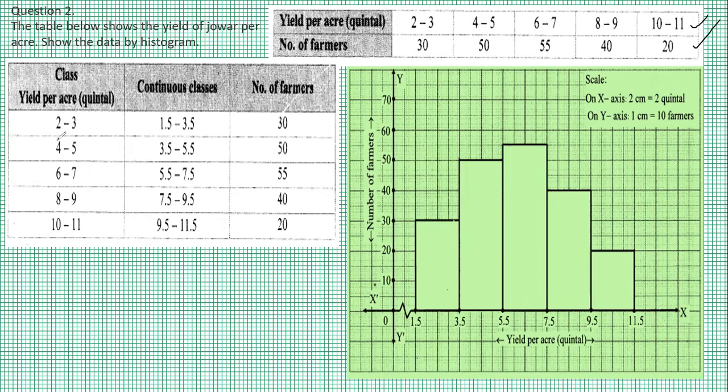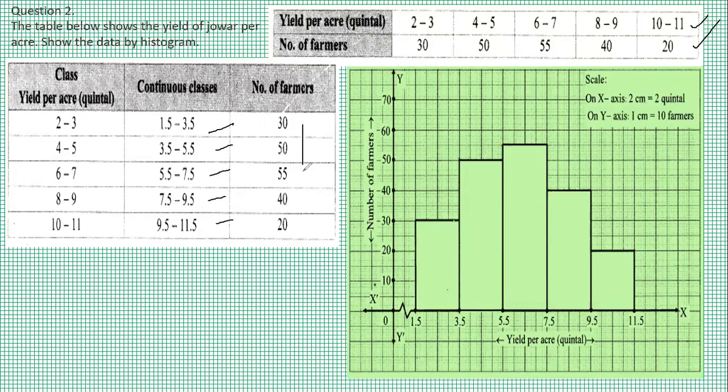So first we look at the classes. Is it given in continuous form? No. So you have to change it into continuous form. 2 and 3, so you have to write 1.5 to 3.5. And 4 and 5, you have to write 3.5 to 5.5. This way you can draw in continuous form.